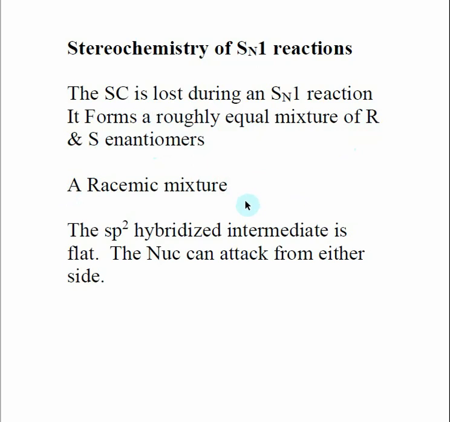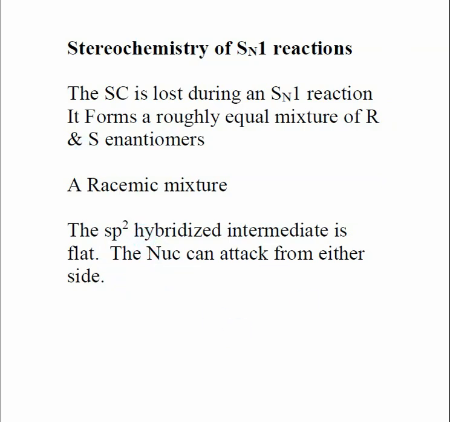So why does this happen? It comes back to the fact that we form a carbocation intermediate. The carbocation has three electron groups, it's sp2 hybridized, and it's flat, trigonal planar. Now that our carbocation is flat, the nucleophile has two different sides it can attack from. Depending on whether it attacks on one side or the other, we end up making an R or S enantiomer, and at this point there's nothing pushing one way or another.